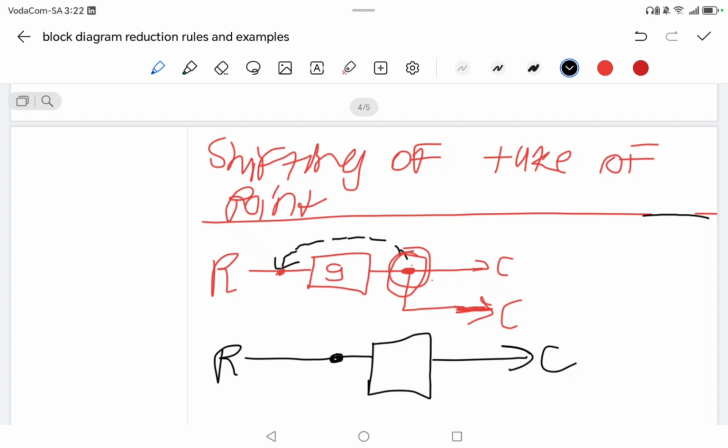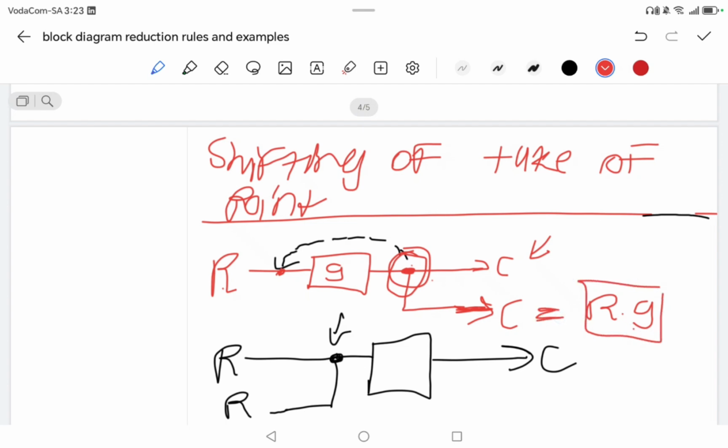We shifted the point, right? This point, right? So what is it that is going to be the output here? Automatically, because it's just the same line, this will be R. Sorry, the output was RG. So the output of this one is RG, so we can just put RG here. So that means we are taking this side, right?